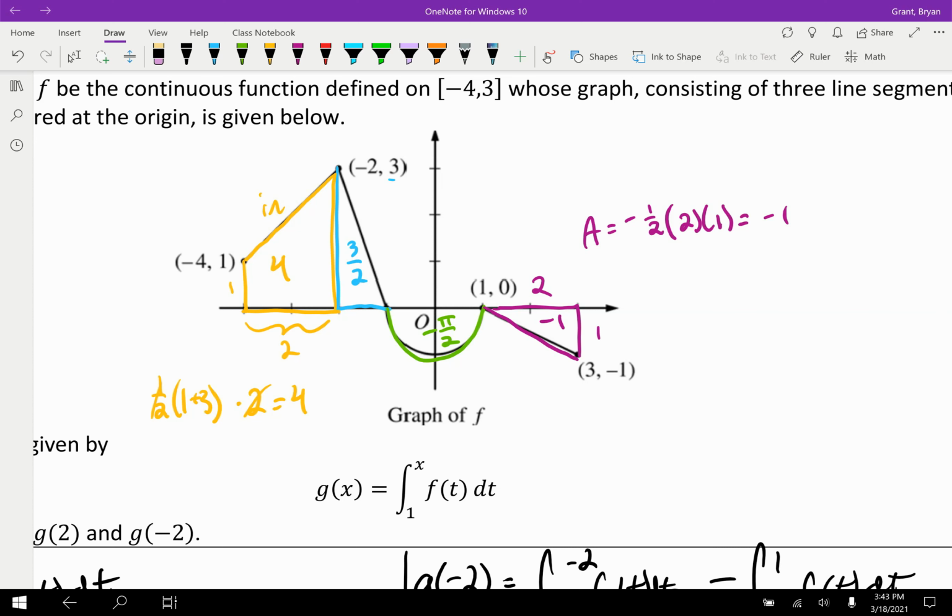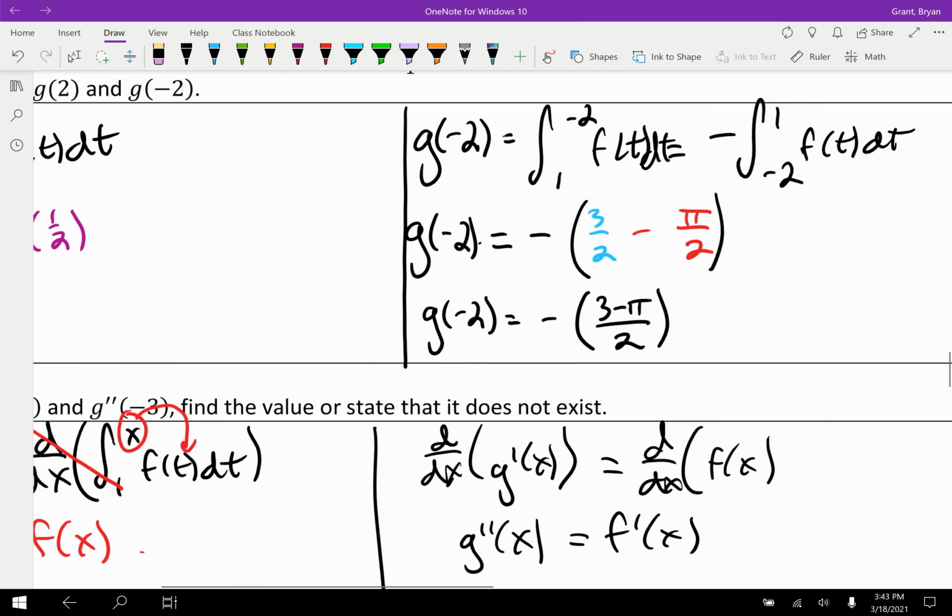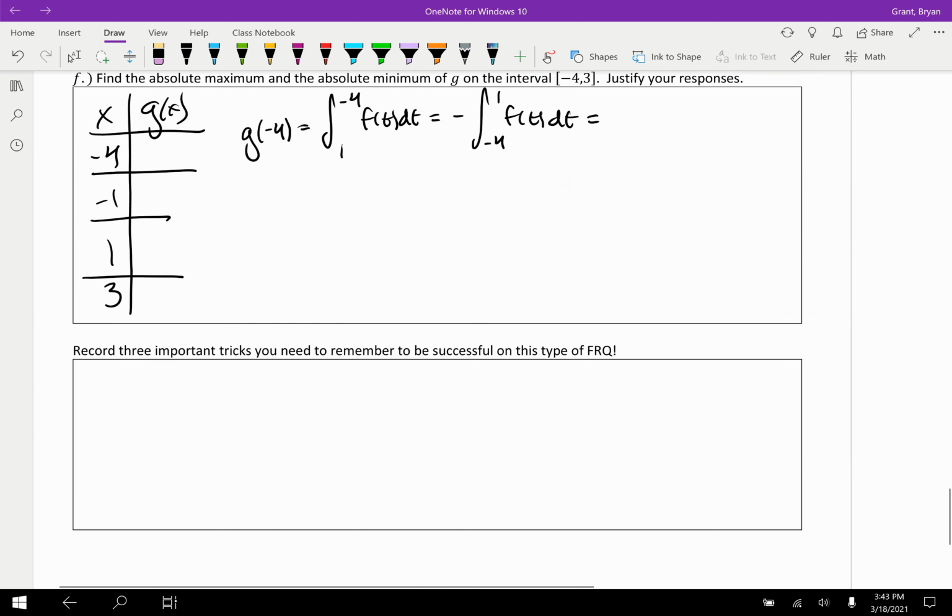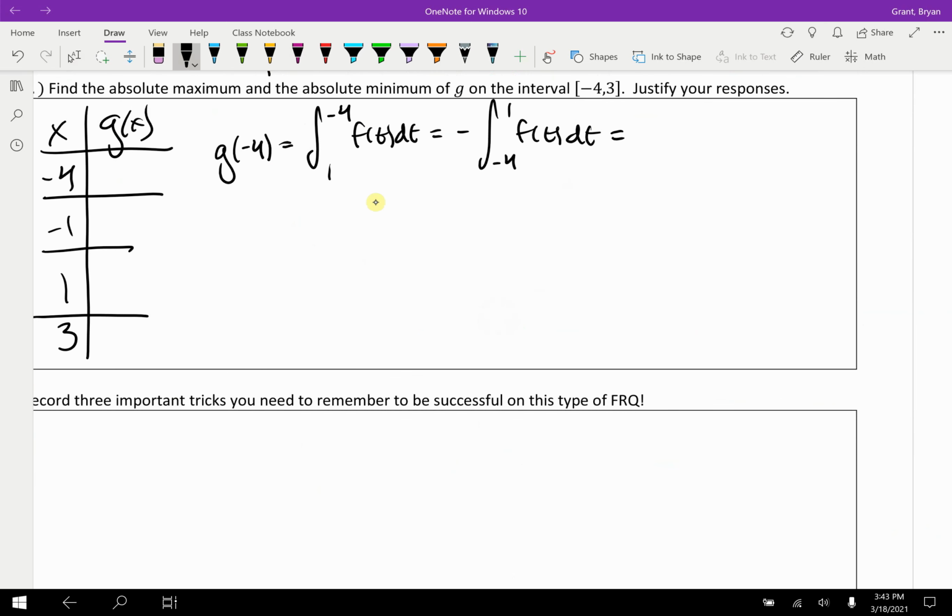What were we asked to find? We were asked to find from negative 4 all the way over to 1. So it's just all of these added up, isn't it? 4 plus 3/2 minus pi over 2. So jumping down here, we have 4 plus 3/2 minus pi over 2. Did you see what I forgot? That negative, yeah? Did you see what I forgot a second time?